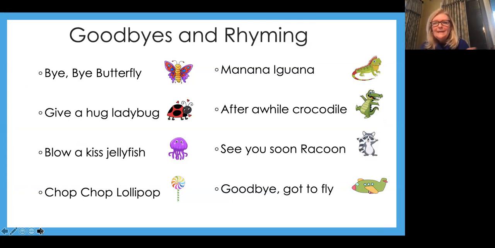Think about rhyming, those times of the day that are predictable, that children know are going to happen, like goodbye time. So you've got that social emotional literacy piece again. These are such fun ways to practice rhyming, and kids can pick their favorite ones. We wouldn't necessarily use all of them, but they're fun ways to say goodbye and practice rhyming.